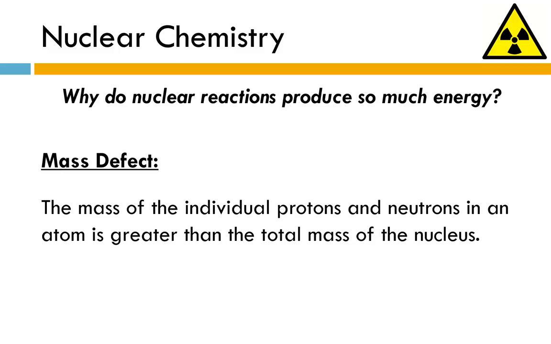For example, if I took the mass of each student in the class individually and added them up, I should get the same number as if I took all of the students and put them on a scale or a balance and then found the mass as a group. So why does this happen?